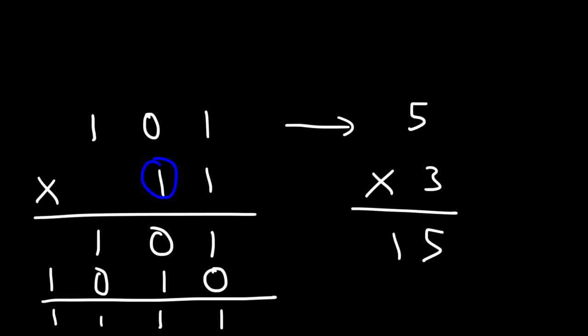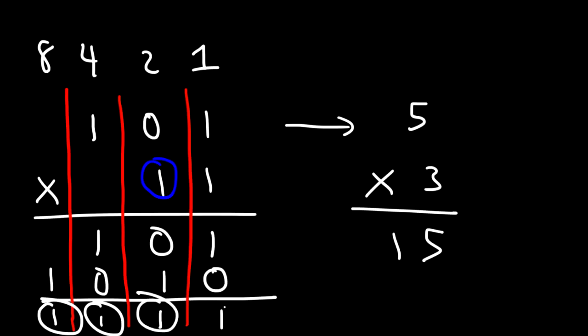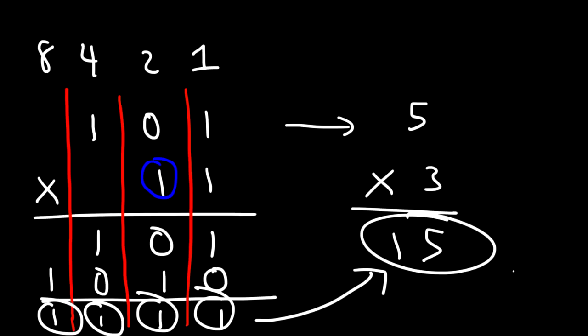So let's separate this into columns, and let's confirm that our answer indeed has a value of 15. This column has a value of 1, and then 2, 4, and 8. So we have a 1 for each column. So this is 8 plus 4, which is 12, plus 2, that's 14, plus 1, 15. So the binary number 1111 corresponds to the decimal value of 15. So this process works. Let's work on another example.